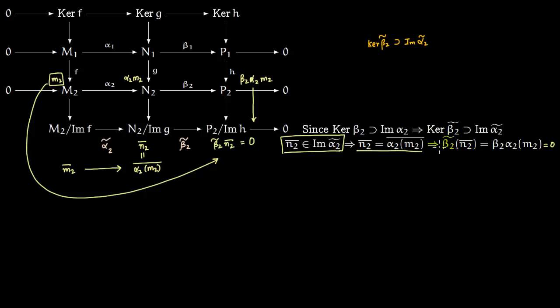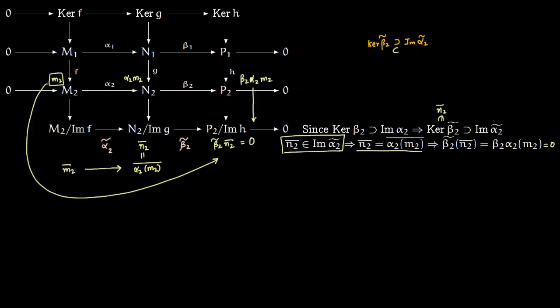So that means that the kernel of beta 2 tilde contains n2 bar. So n2 bar therefore lies in the kernel of beta 2 tilde. You started with n2 bar lying in the image of alpha 2 tilde, and you ended up with n2 bar lying in the kernel of beta 2 tilde. Now we want to show the reverse inclusion in this direction.